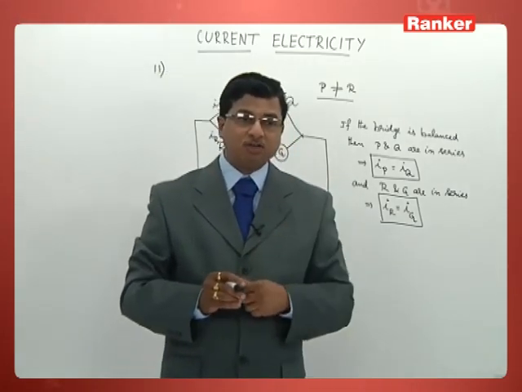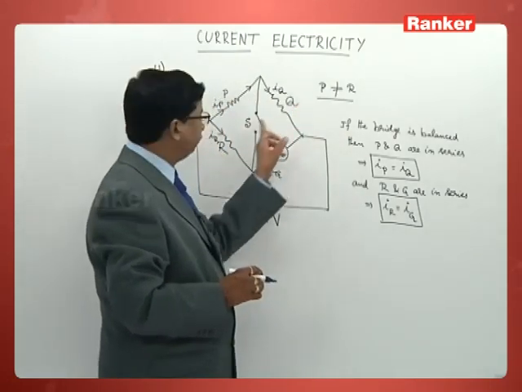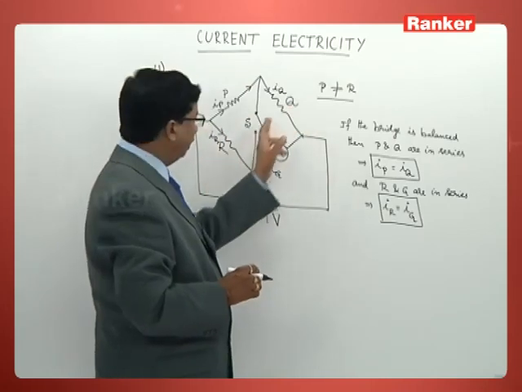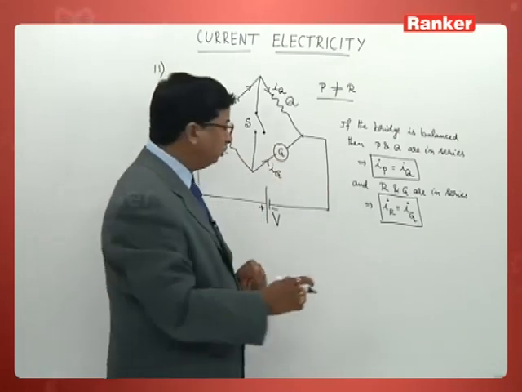Then what is the last one? IQ is equal to IR. That has been given like this. That also is not correct. So what must be the correct option for you?